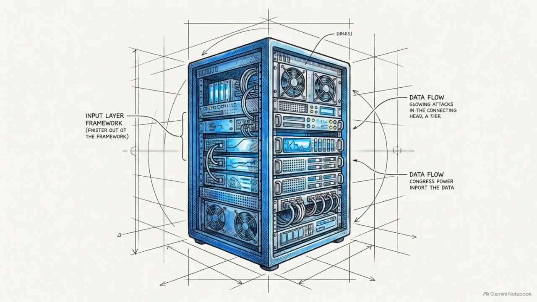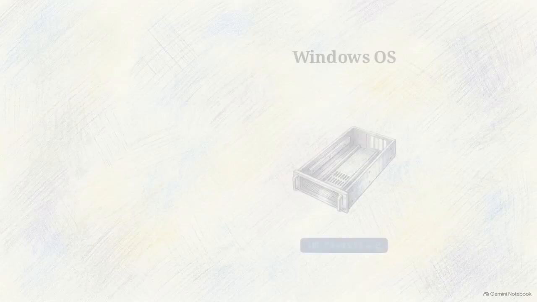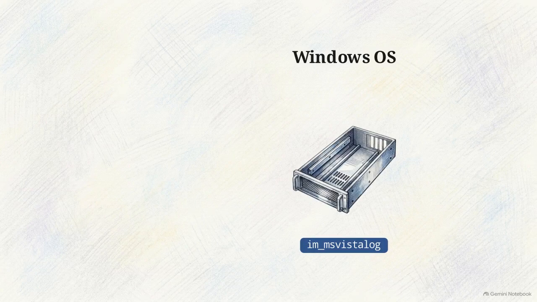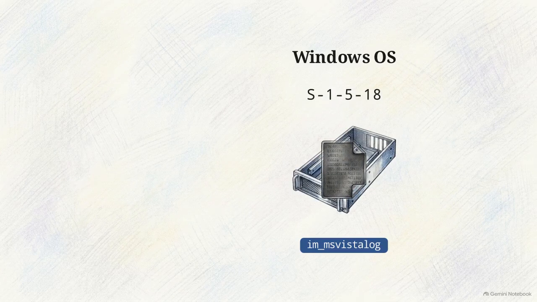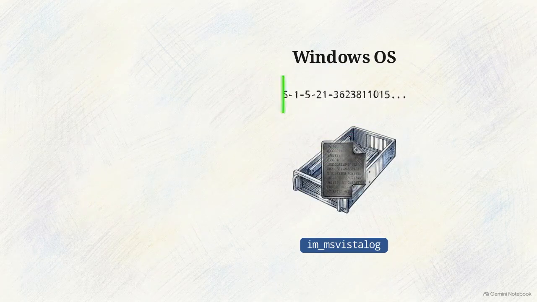The input layer is the first phase of this fabric. Its specific role is extracting data natively from the host operating system before any transformation occurs. For Windows environments, this is handled by the im_msvistalog module. Instead of relying on secondary text exports, this module directly reads binary .evtx files using the native Windows API. This provides a massive forensic advantage by resolving security identifiers into human-readable account names directly at the point of ingestion.